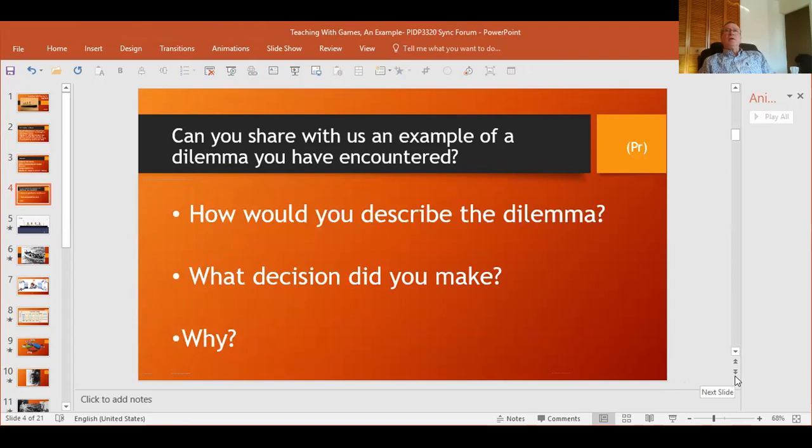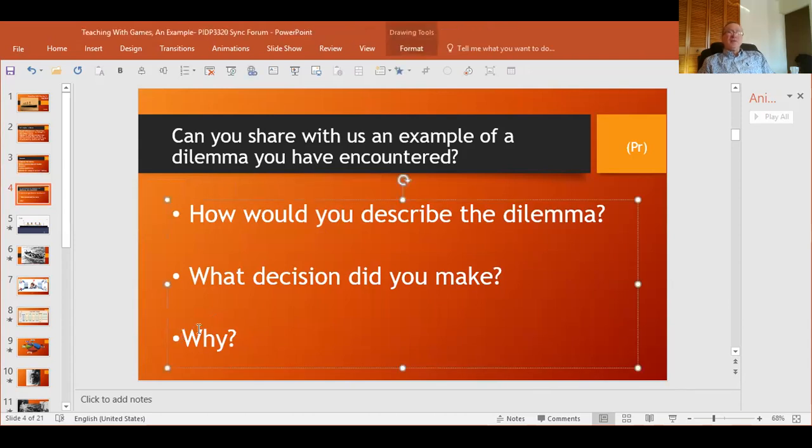So I'd like to start with a question to you both. Maybe we can take 2 or 3 minutes to think about an example of a dilemma that you have yourself encountered, and maybe you can share that situation with us. How would you describe the dilemma, and what decision did you make? And if you can, tell us why. You can just jump in when you are ready.